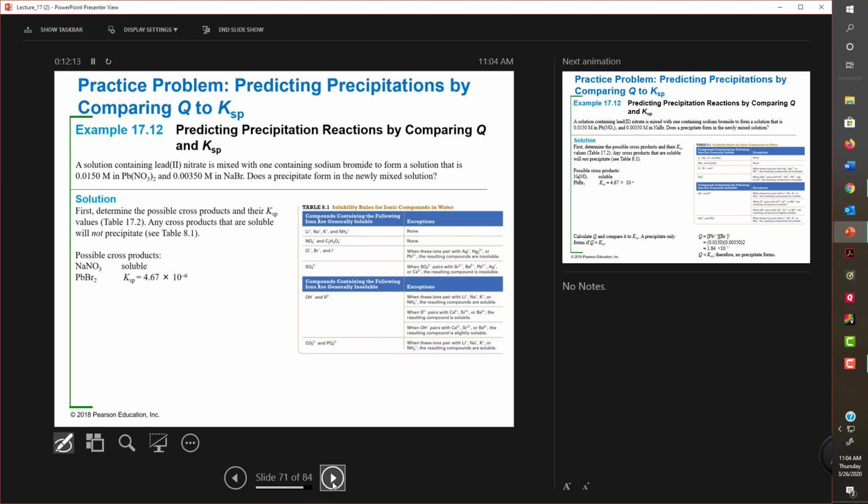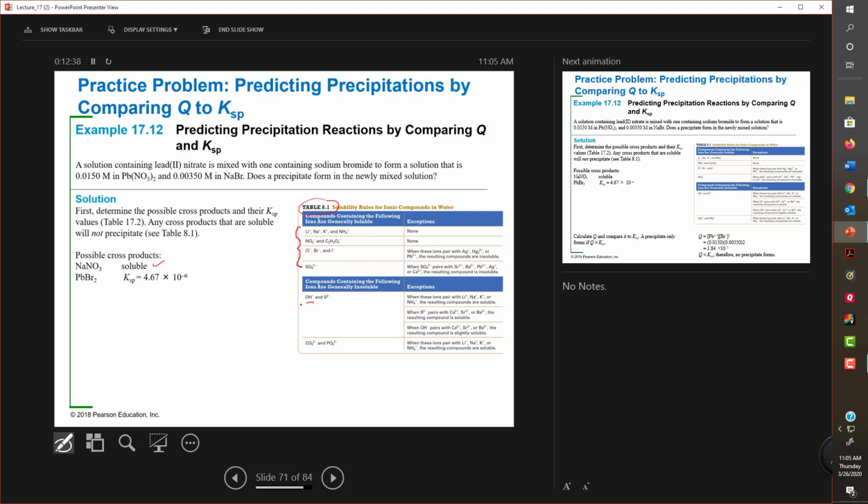So here's what you've got to know. You know that sodium nitrate is soluble in water. Here's the solubility rules. This is in Chapter 8. You need to memorize that. I can't stress that enough. You've got to memorize the solubility rules. Especially, I just memorize this part, and then I assume everything else is insoluble.